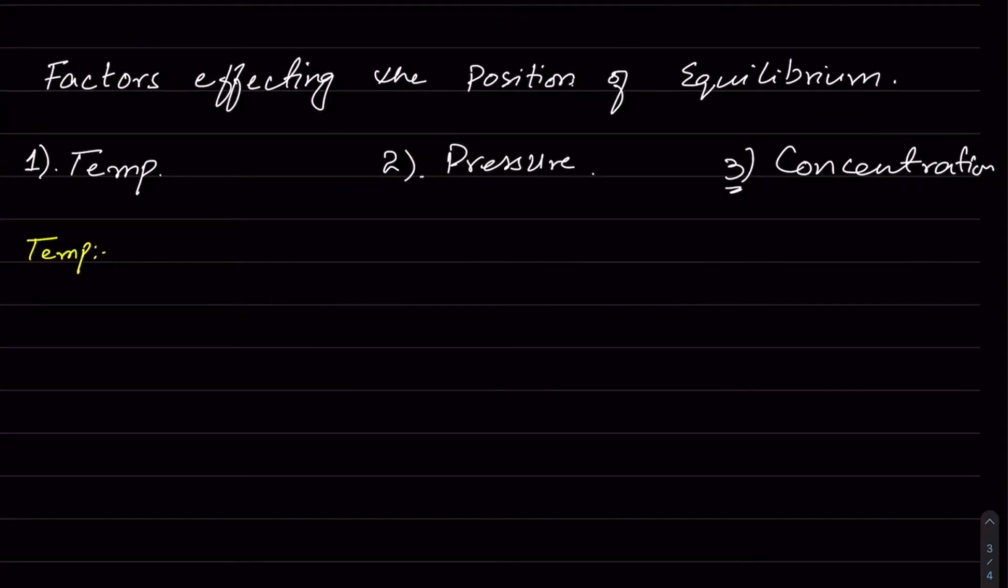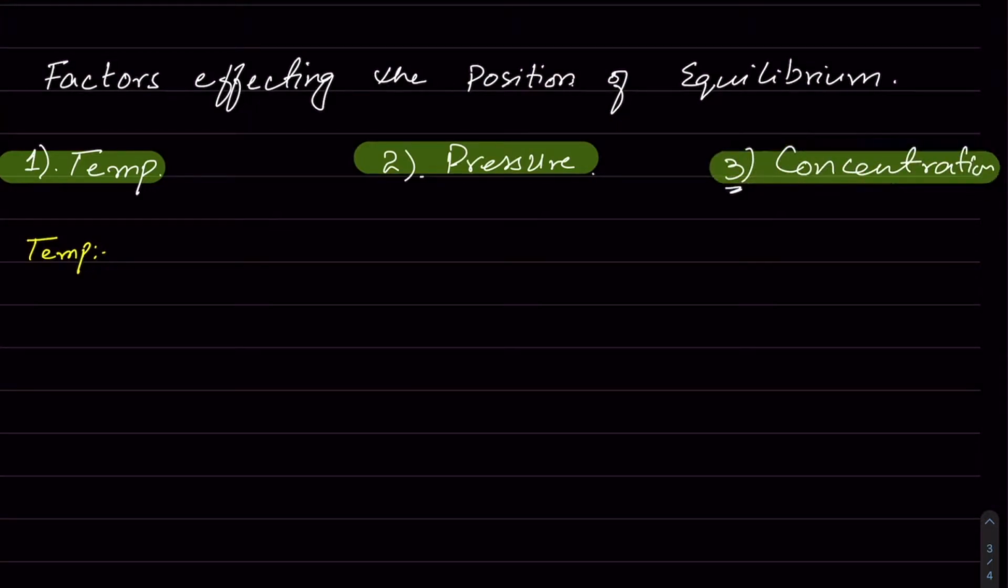There are three factors which affect the position of equilibrium. Number one is temperature. Second is pressure. Pressure is only for gases. And third is concentration. These are the three factors which affect the position of equilibrium.